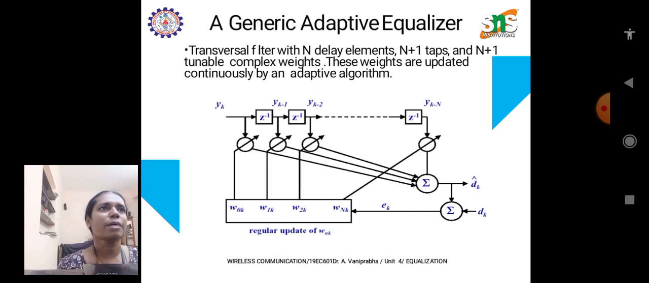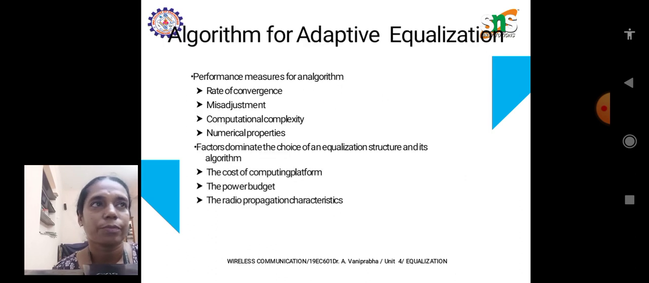A generic adaptive equalizer is a transversal filter with many delay elements, n plus 1 taps and n plus 1 tunable complex weights. These weights are updated continuously by an adaptive algorithm so as to balance the equalization signals.